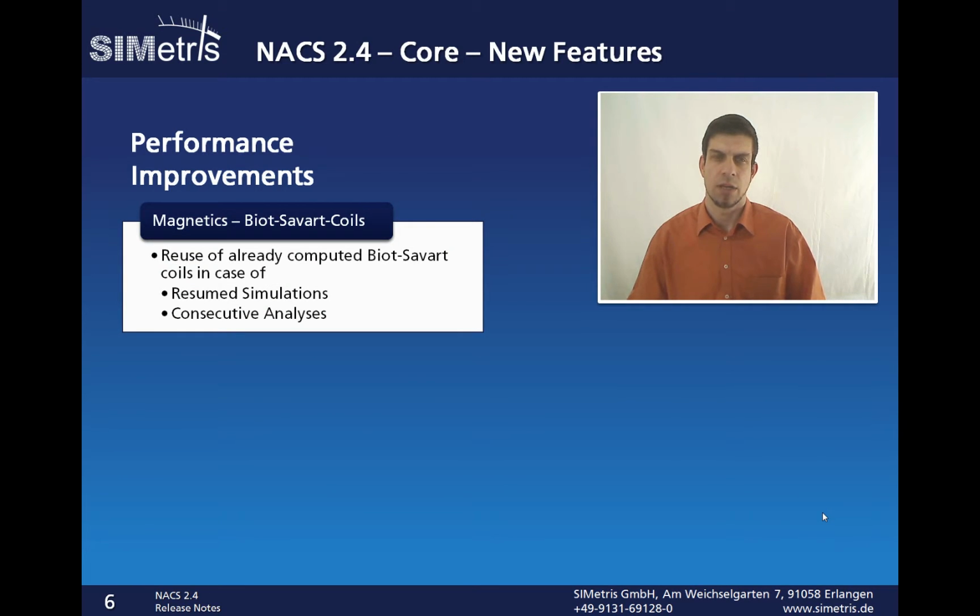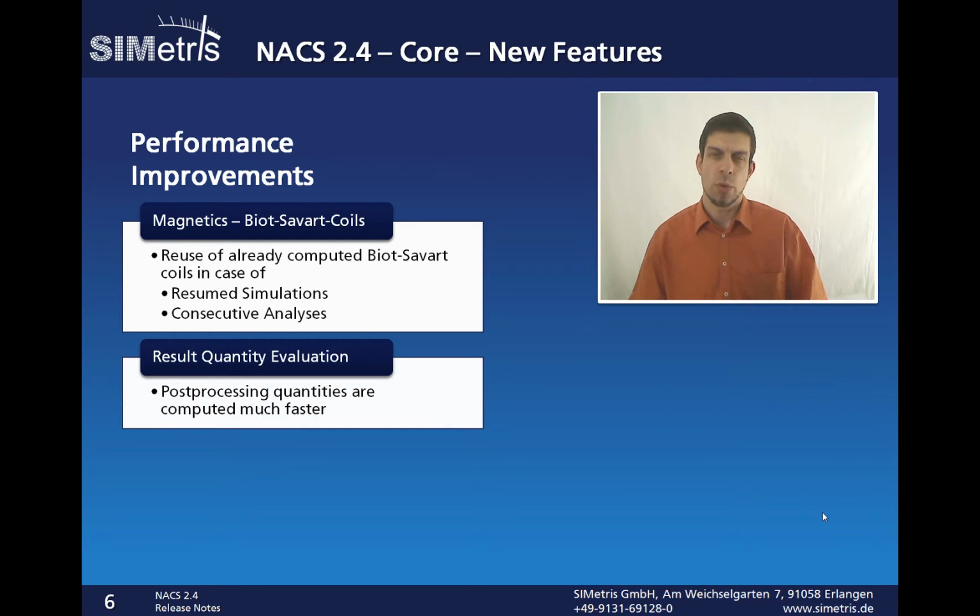The next thing I want to talk about is the performance. We were able to improve the performance of our solver. For example, if you use Biot-Savart coils in the magnetic domain, we now have improved performance. That means that you can reuse already computed Biot-Savart coils, either if you resume a previously stopped simulation run, or for example, if you have a static simulation followed by a transient simulation in the magnetic field, then you only have to compute the Biot-Savart coils once and can reuse them in the second step.